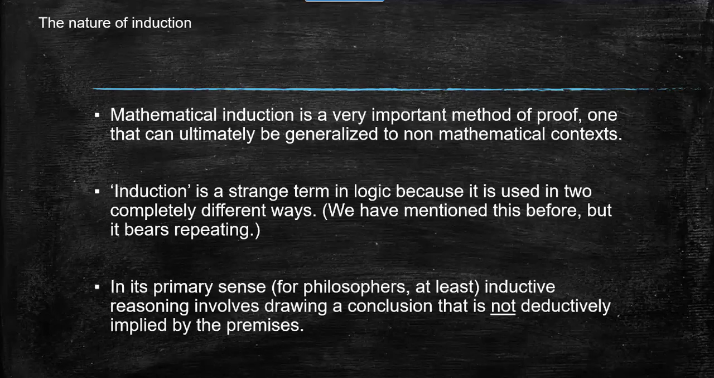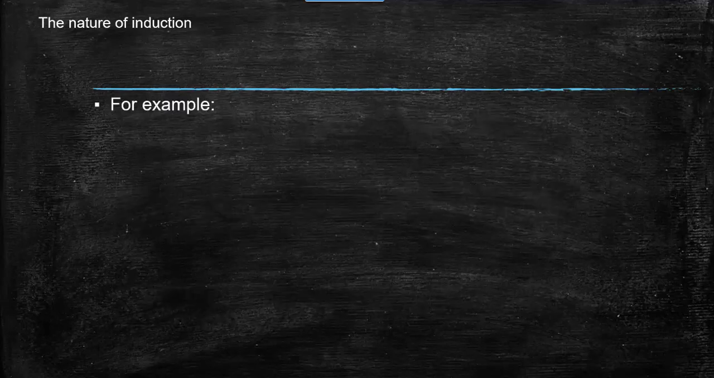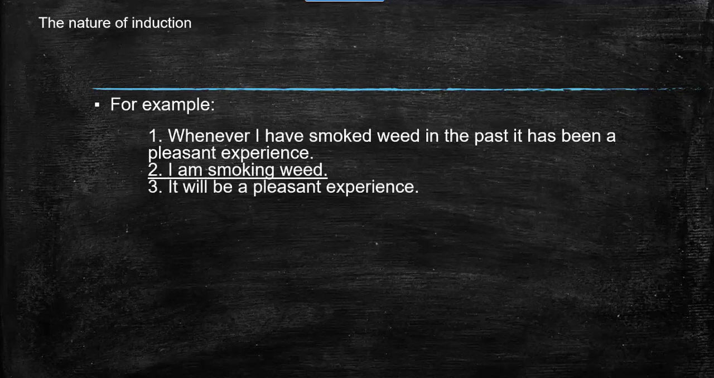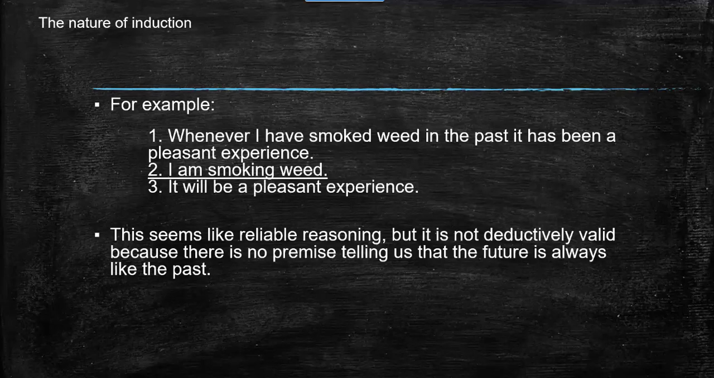In its primary sense, for philosophers anyway, inductive reasoning involves drawing a conclusion that is not deductively implied by the premises. For example, whenever I have smoked weed in the past, it has been a pleasant experience. I am smoking weed, therefore it will be a pleasant experience. This seems like reliable reasoning, but it is not deductively valid because there is no premise telling us that the future is always like the past.